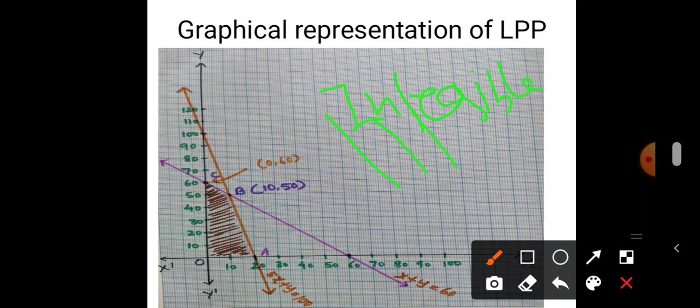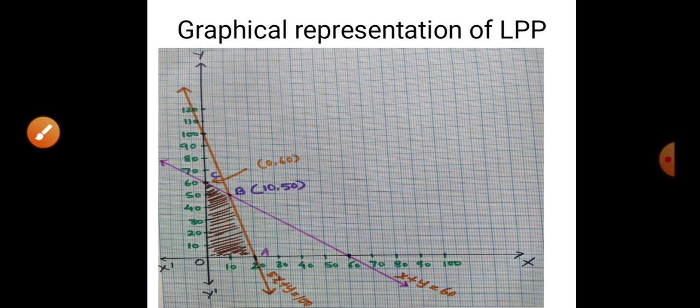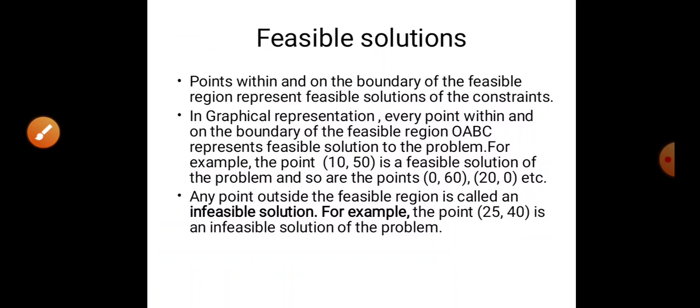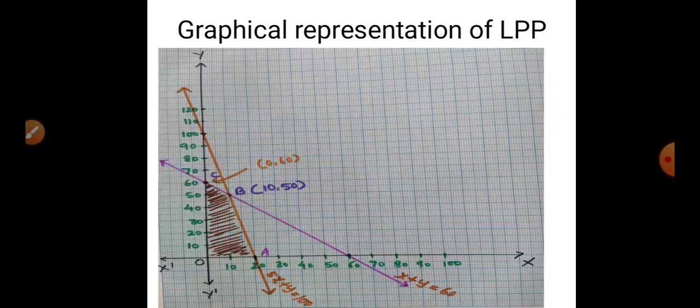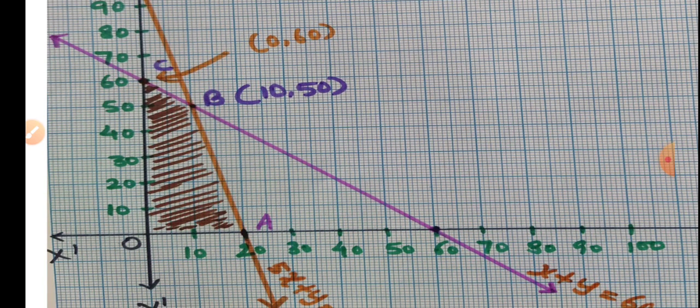This is the infeasible region. Now, in this graph, this shaded portion A, B, C, O, a quadrilateral, is the feasible solution. It means all the points lying inside the shaded portion and on the boundary of the shaded portion will give the solution for the value of z.